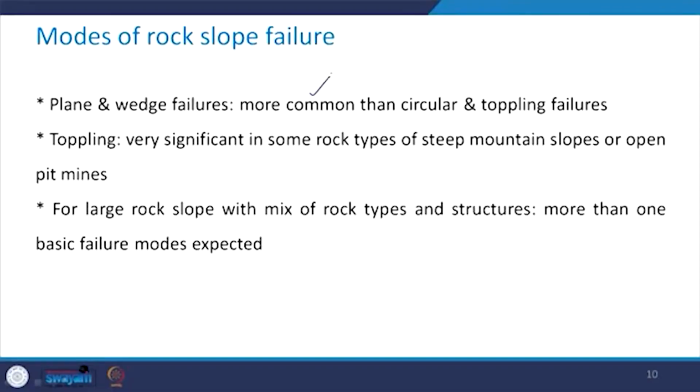Plane and wedge failures are more common than circular and toppling failures. Toppling failure is very significant in some rock types of steep mountain slopes or in case of open pit mines. For a large rock slope with a mix of rock types and structure, one can observe more than one of these 4 basic failure modes. So, in that case, the analysis becomes even more critical.